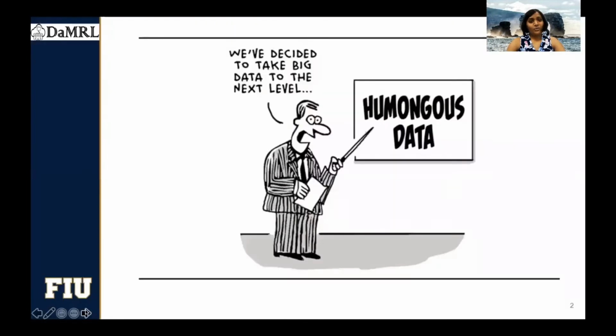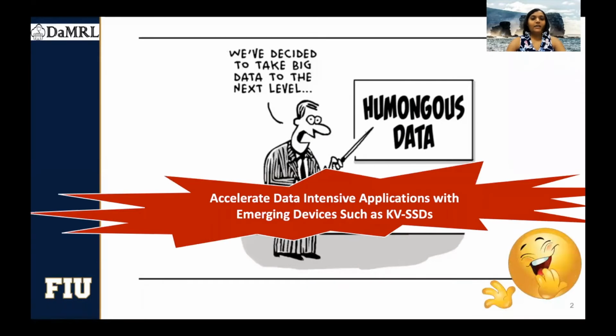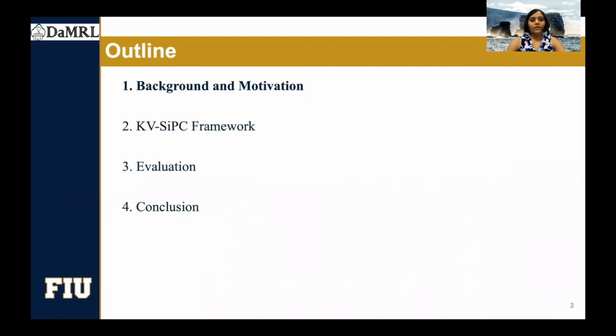The rate at which we are increasing the amount of data each day, I think the term big data might soon have to be renamed as humongous data. But this growing data leads to an important question in front of us, which is how can we accelerate data intensive applications, ensuring that we are taking best possible advantage of emerging technologies such as KV-SSDs. First, I'm going to give a brief background and discuss what motivated this work. Then I'm going to discuss the KV-SiPs framework and infrastructure itself, followed by its evaluation, and finally conclude.